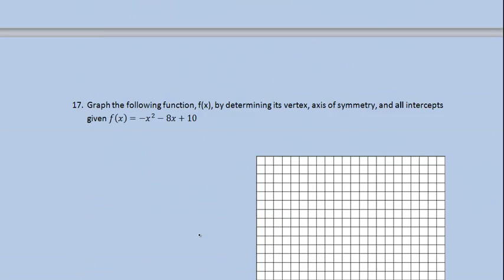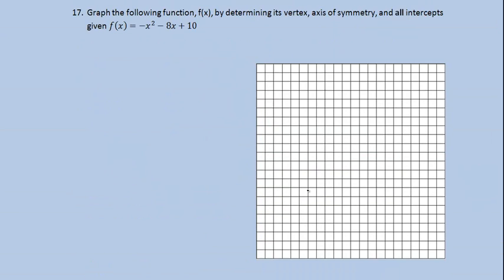On to our next question. This one's a little bit more going on here, but that's okay. In order for us to do this question, we have to determine the function's vertex, axis of symmetry, and all intercepts, meaning x and y intercepts. And plus we have to graph it.